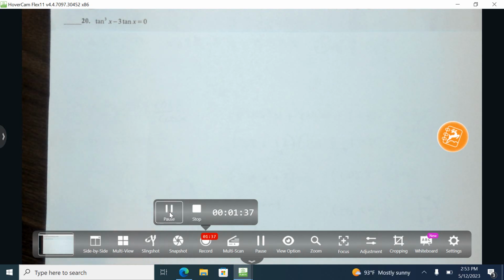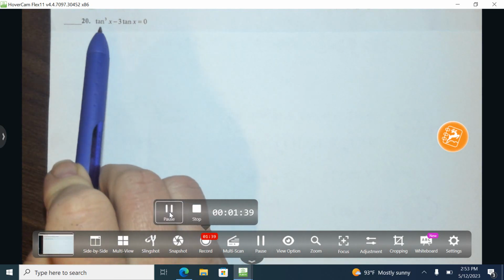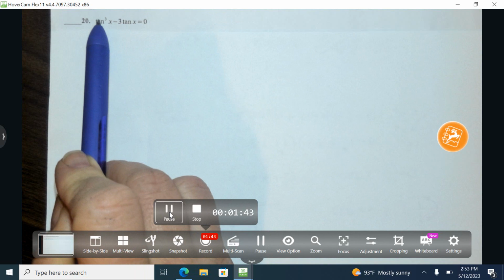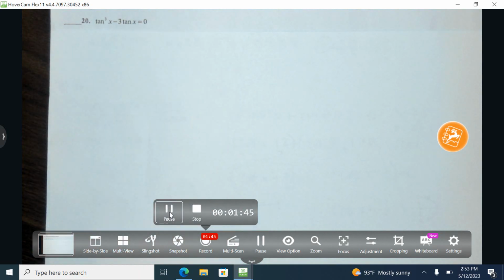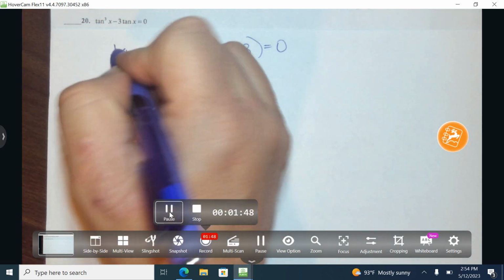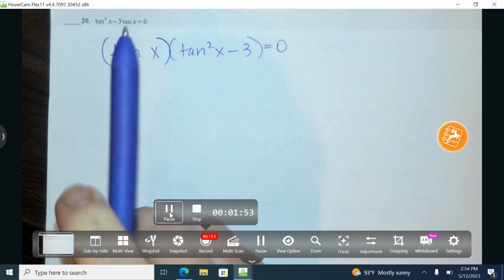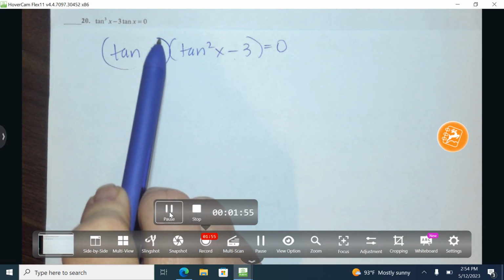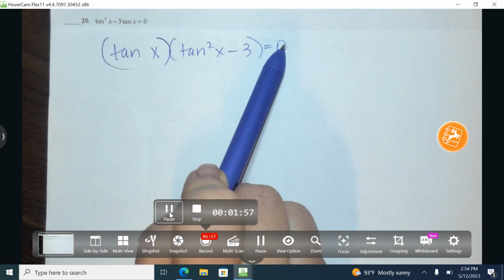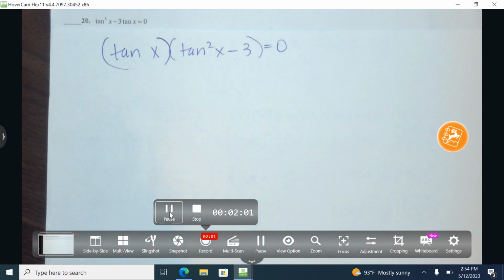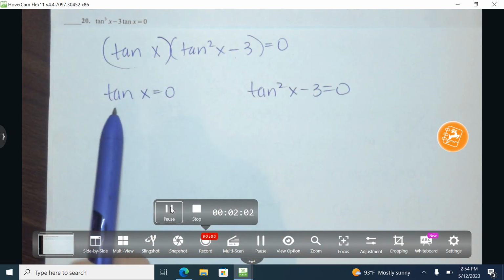Let's move on to the next number. I can see that in the tangent cubed and tangent, I can take out a tangent. So this is 3 tangents and this is 1 tangent. Let's factor. This goes back to what we've seen before. I now have 2 groups that equal 0, and one of 3 things is true. Either this first group equals 0, the second group equals 0, or they both do. Let's solve both the left and the right.